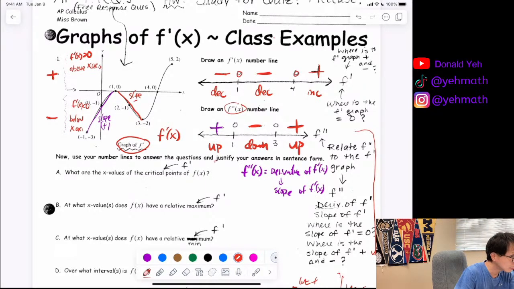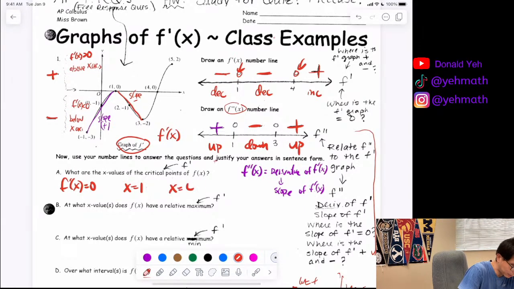Got it? The next thing is where the x value is a critical number. Well, a critical number is where f prime of x equals 0. Where is that? x is equal to 1, because this is 0, this is 0, and x equal to 4. Is that okay?